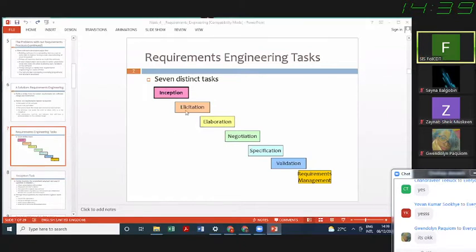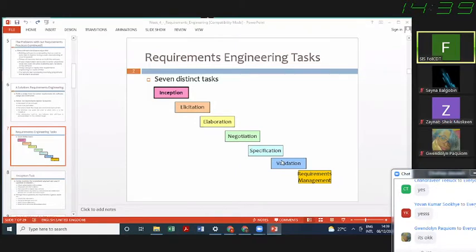Okay, so we find that, for example, we have inception. It is the first step of the requirements engineering process. We have elicitation. What is meant by inception? We'll see in a while. What is elicitation? What is elaboration? What is negotiation? Specification? Validation? And then requirements management.